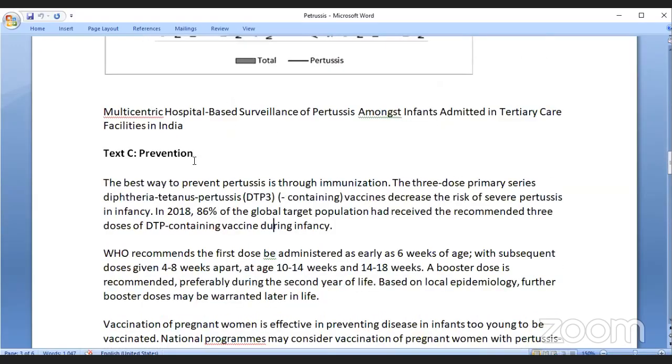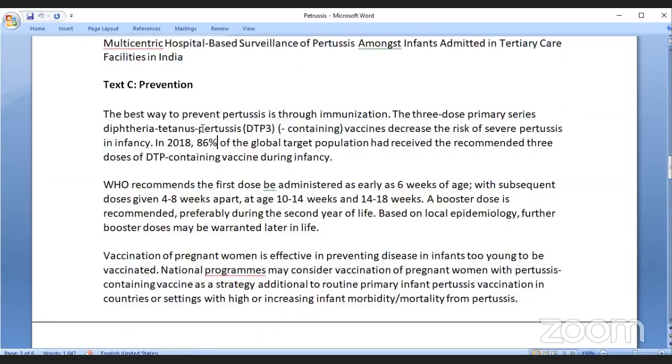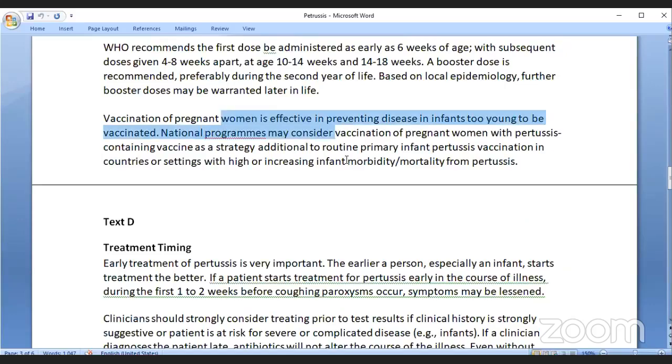Then we have prevention here. We don't need to read this mostly. The best way to prevent is immunization. WHO recommends this, and vaccination of pregnant women is effective. So this is enough for this part.